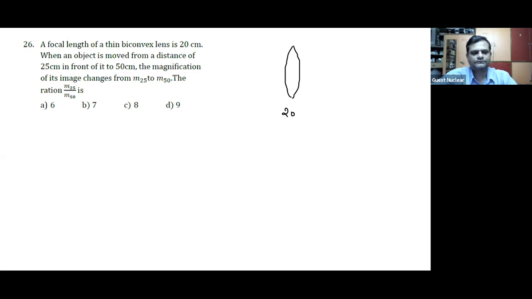Okay. तो देखो, focal length of the lens is given already. It is 20. Now, when the object is moved from a distance of 25 centimeter in front of it to 50 centimeter. Okay. मतलब ऑब्जेक्ट जो पहले 25 सेंटीमीटर पे था, उसको हमने अभी यहाँ पे 50 सेंटीमीटर पे रख दिया. तो इन दोनों केसेस में जो उसका मैग्निफिकेशन बन गया, तो उसका रेशियो हमको ढूंढ के निकालना है.